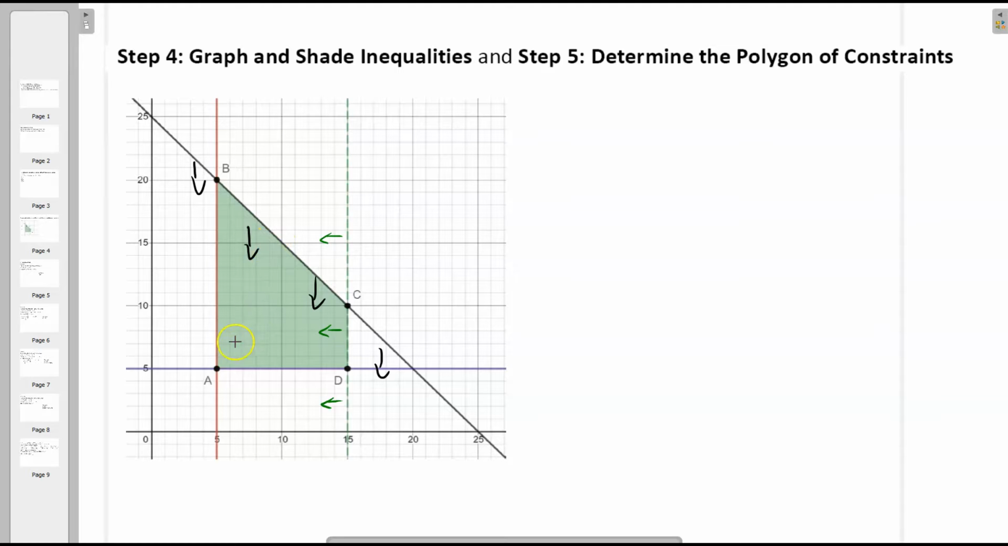X greater than or equal to 5, so here's X equal to 5. The arrows go to the right because that's where the numbers are greater than 5. The next inequality, Y greater than or equal to 5. So here's Y equal to 5, and it has to be above that line. And then finally, we need to take into account our X and Y axes, and we said it has to be greater than those. We can't have negative numbers. So that gives us all of the inequalities we're dealing with.